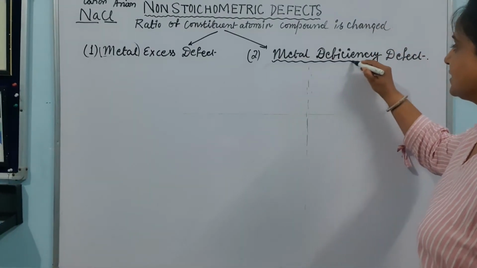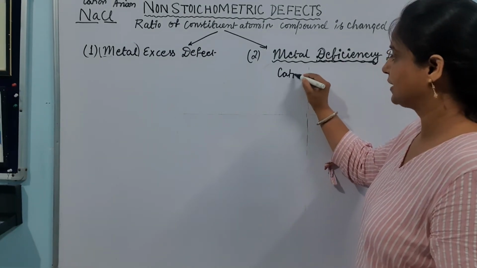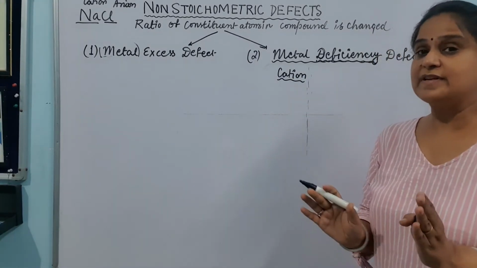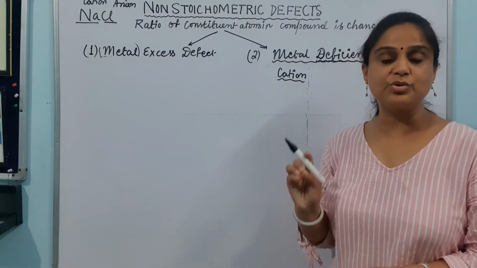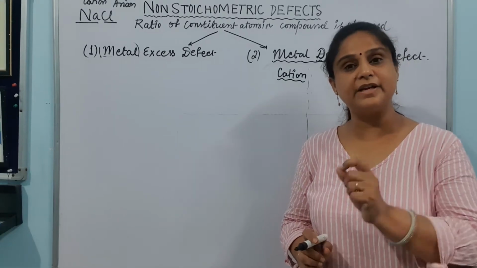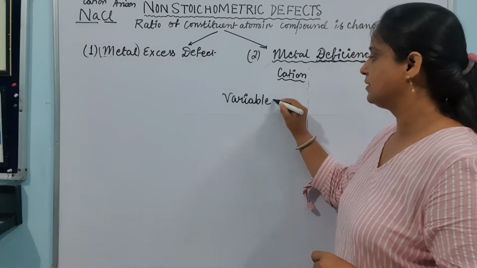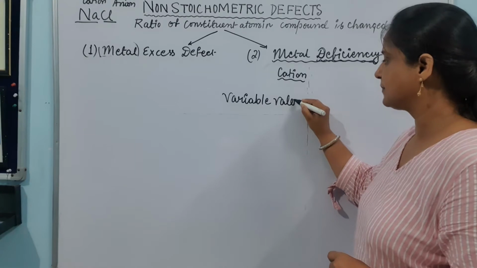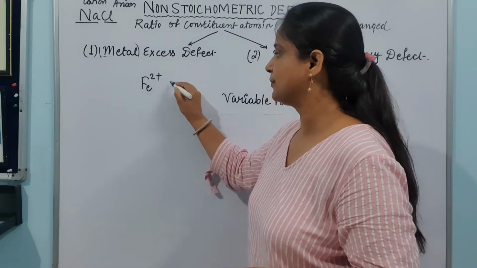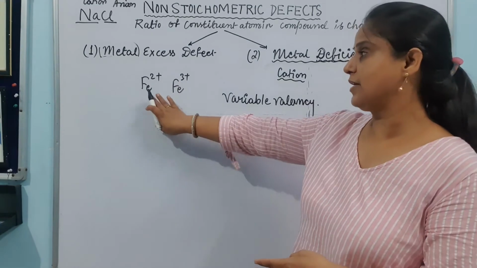In metal deficiency defect, you can see that there is a deficiency of the metals. Metal means cation here, right? So we are going to see that cation will be deficient in the crystal. So the very first thing you have to remember here is that this defect will be shown by the crystals of those compounds which have cations with variable valency. What do you mean by variable valency? The valency changes, which means ions like Fe+2 and Fe+3. This iron makes two types of ion which are common here, Fe+2, Fe+3.